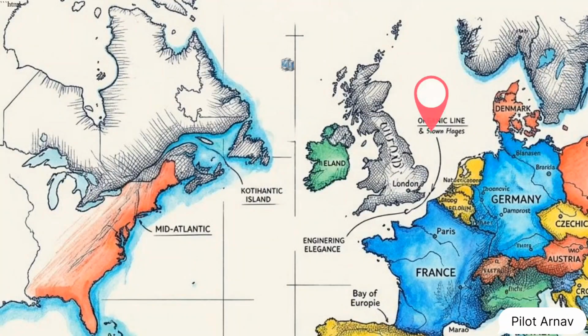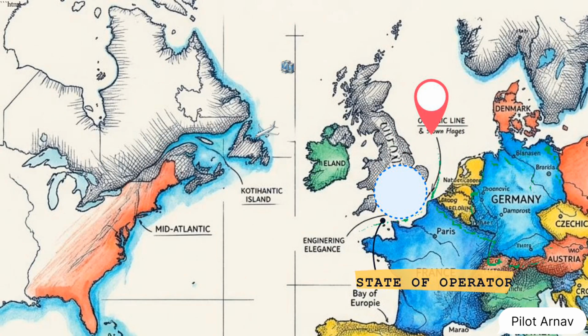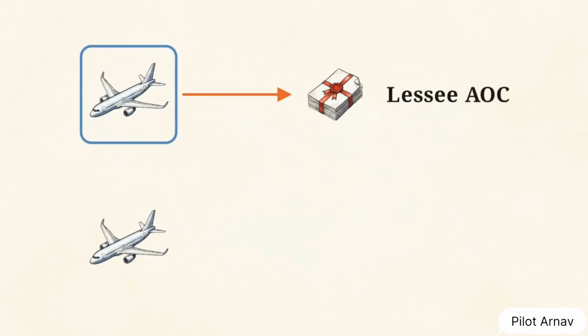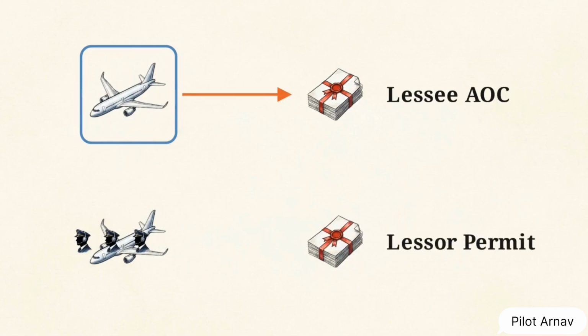The regulating authority is determined by the state of operator, defined as the place where the operator has its principal place of business or permanent residence. Operational arrangements for leasing carry strict legal distinctions. Under a dry lease, the aircraft is operated under the AOC of the lessee. In a wet lease, the aircraft operates under the permit of the lessor.